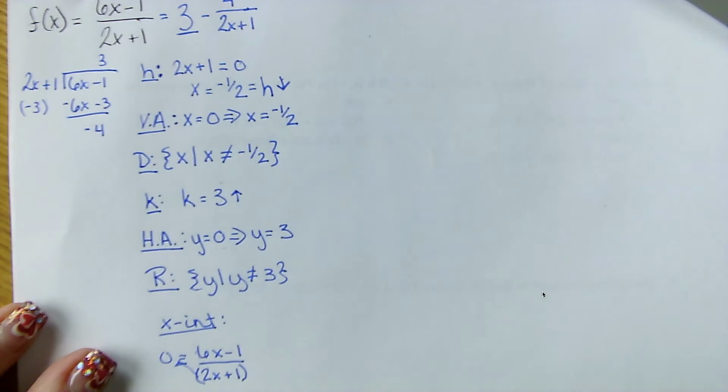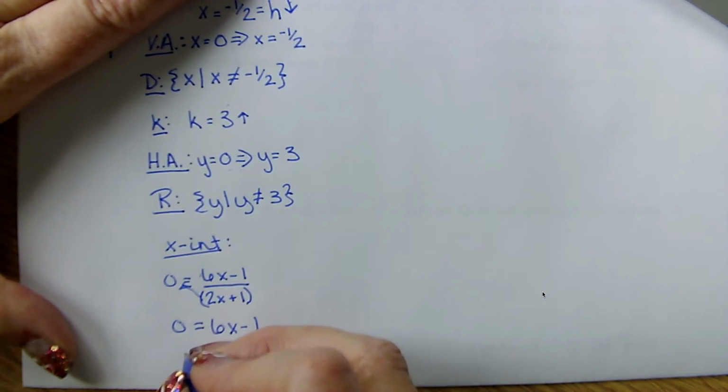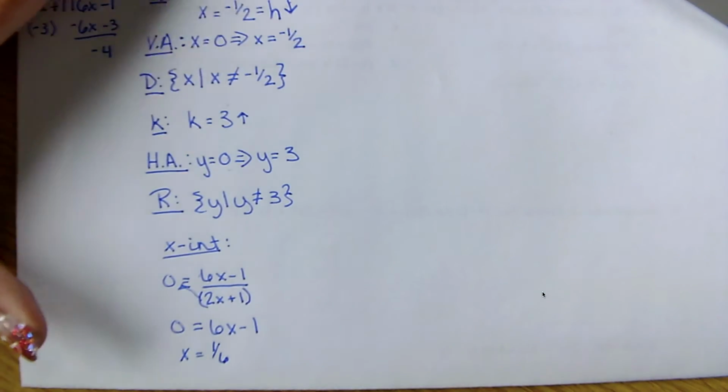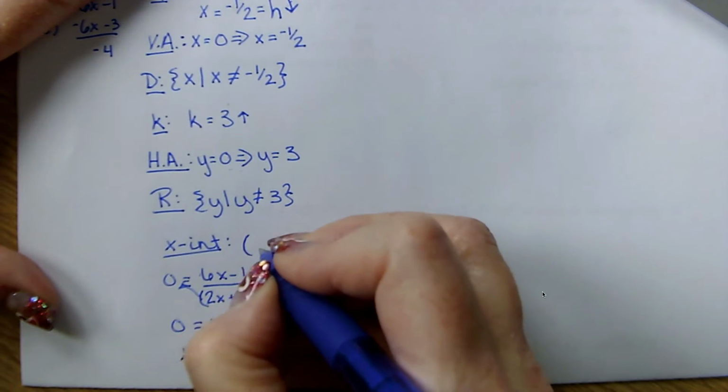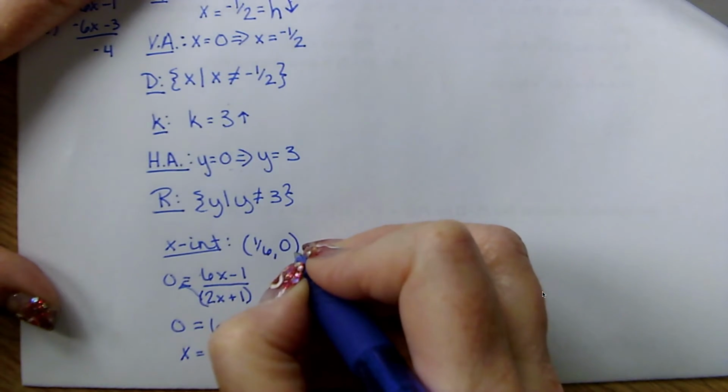So now what? Add 1 and divide by 6. So x is going to equal 1/6. So I have 1/6, 0.